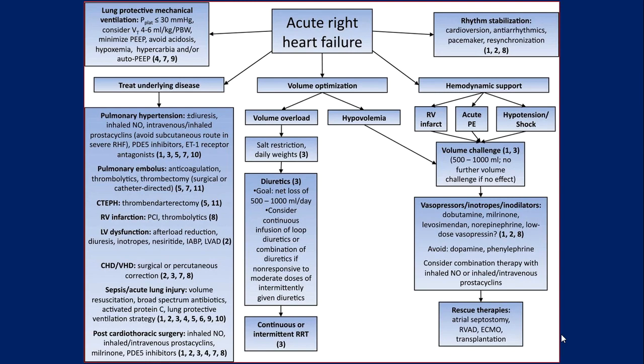This is a little busy chart where they have defined how to manage acute right heart failure: lung protective ventilation, then treat pulmonary hypertension, treat pulmonary embolism, and so on. If volume overload is there, then CRRT, renal replacement therapy, can be used. In hypovolemia, one can give a little bit of fluid. In RV infarct, acute PE and hypotensive shock, a volume challenge can be given, and rescue therapy such as atrial septostomy, RVAD, ECMO, and transplantation can be done.